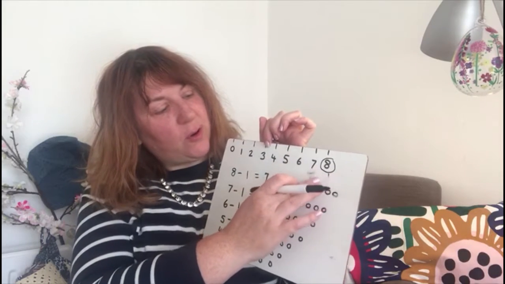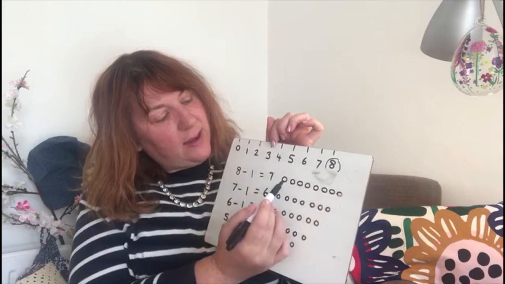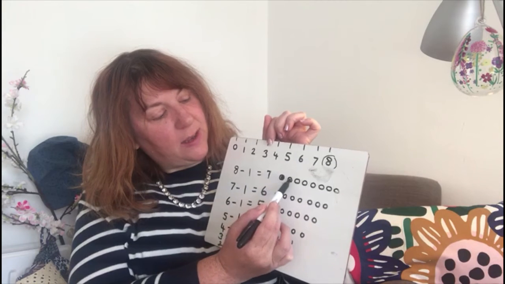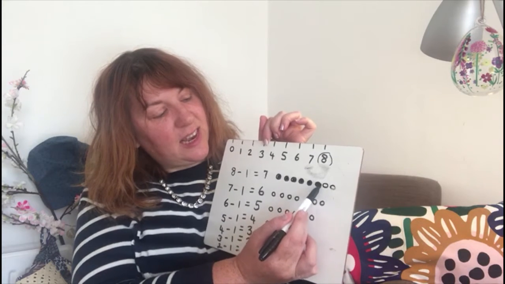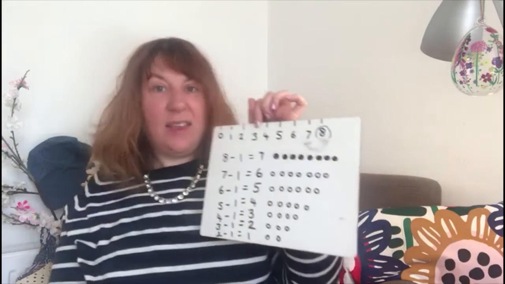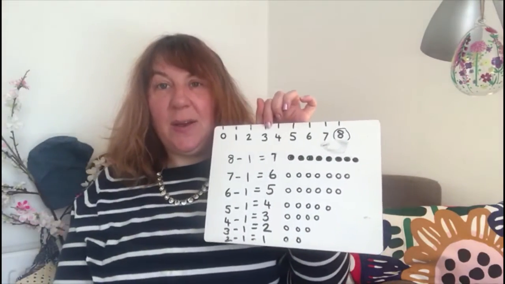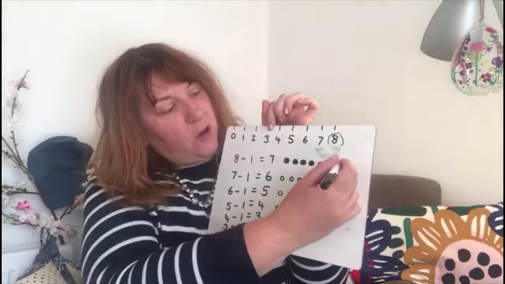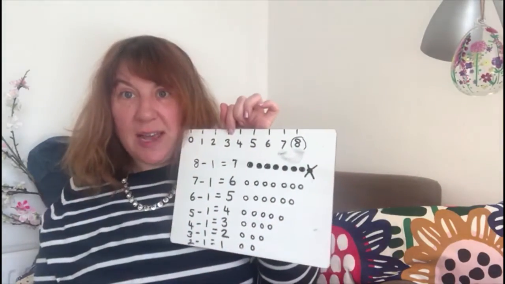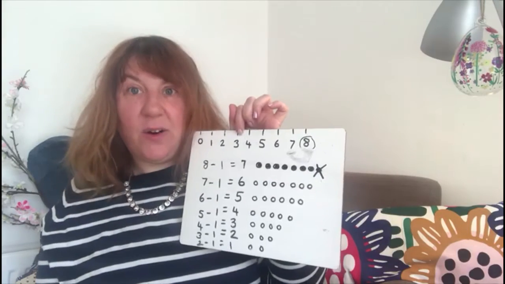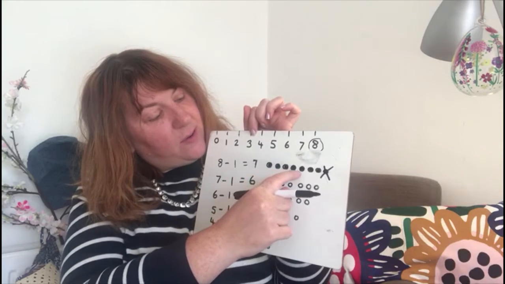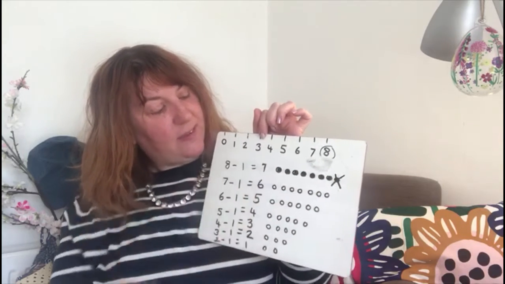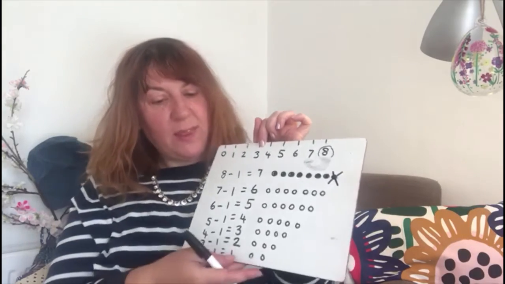I can also draw that out. So I can draw out 1, 2, 3, 4, 5, 6, 7, 8. Then I know that I'm going to minus 1. I'm going to cross out 1. We cross out 1. How many have I got left? What is the difference? 1, 2, 3, 4, 5, 6, 7. I've got 7 left.